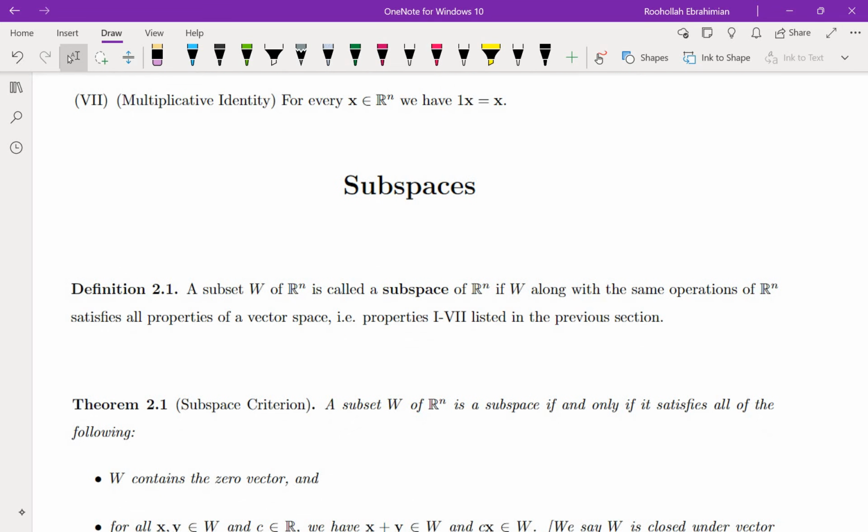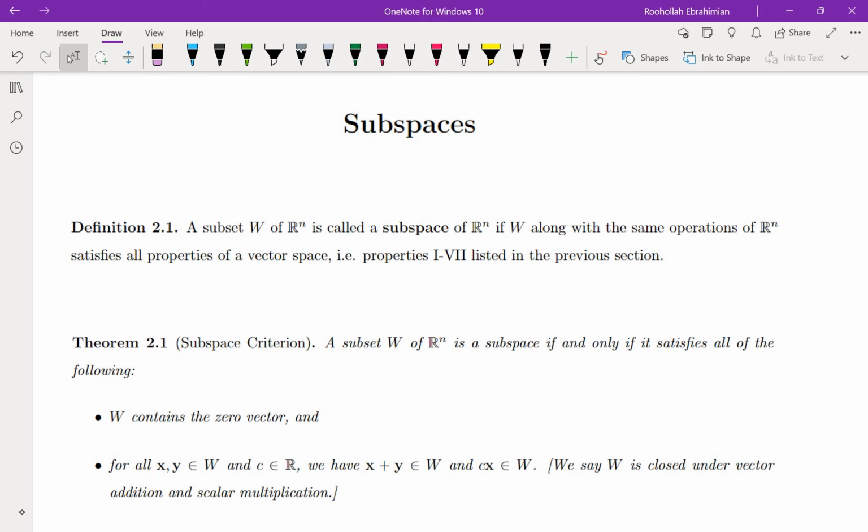So the idea is that if you take a subset of Rn that it satisfies all of the same 7 properties, then it would be called a subspace. So first, what is the definition? And then we will do a theorem, and then we'll talk about a couple of examples.